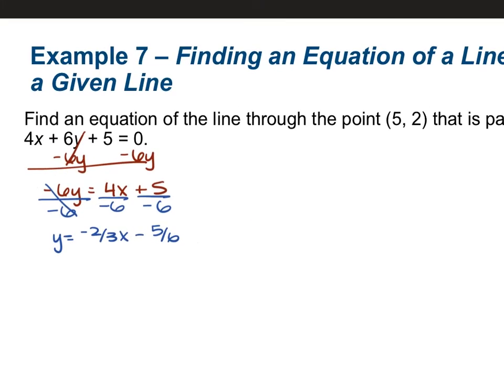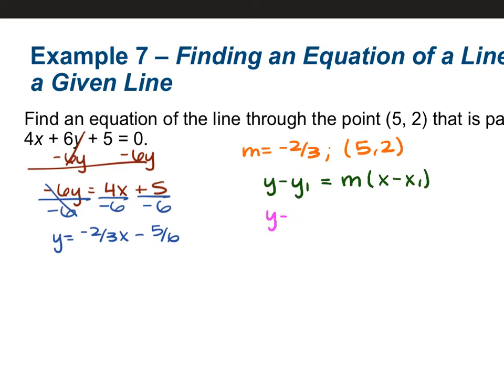Now, if our slope is the same because we're working with parallel lines, our slope for this new line is going to be -2/3, and it goes through the point 5,2. So what I'm going to do is use my point and my slope and plug these values into my point-slope form. So I'm going to have y minus y1 is equal to my slope times x minus x1. I'm just going to plug these values in.